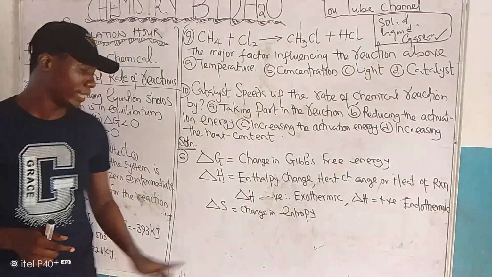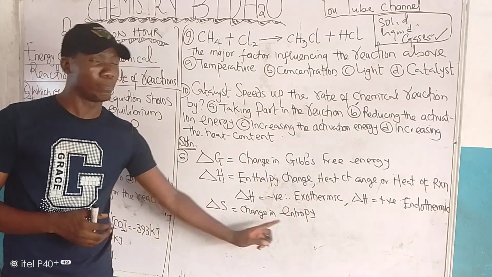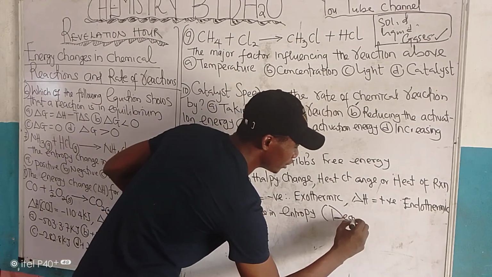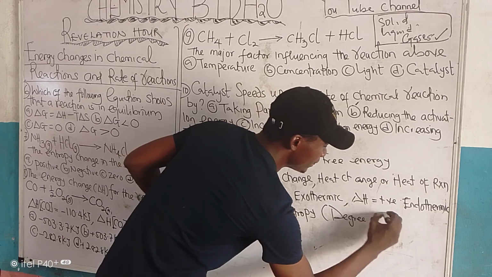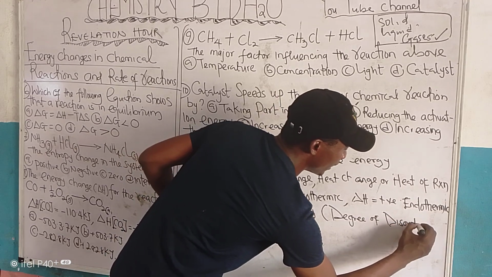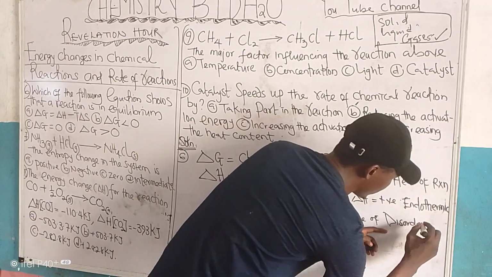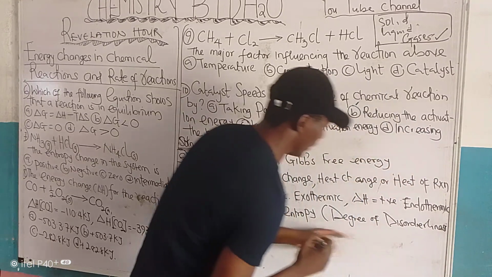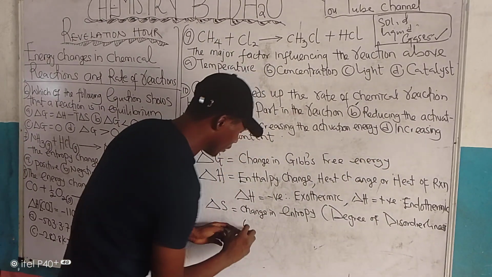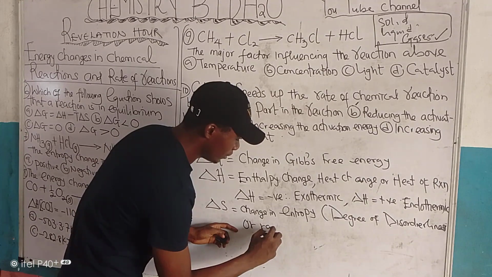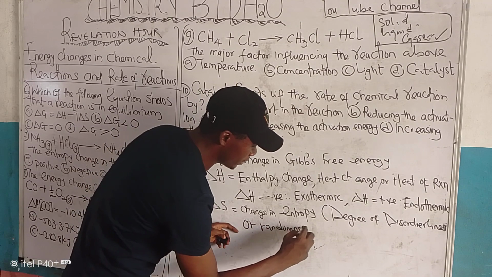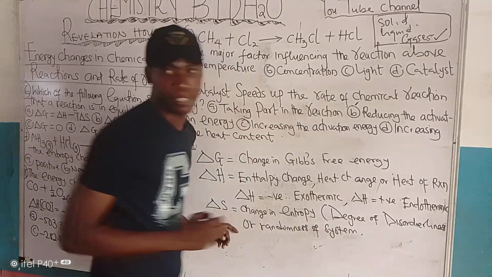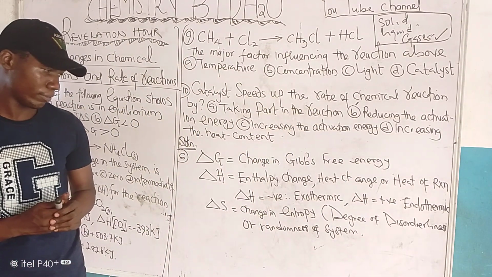So take note that this is called entropy change, and what it means is the degree of disorderliness or randomness of a system. Disorderliness or randomness of a system. Please take note of that.